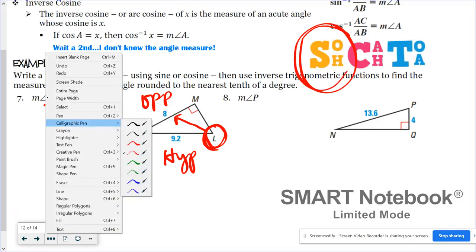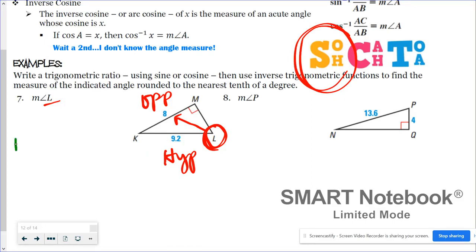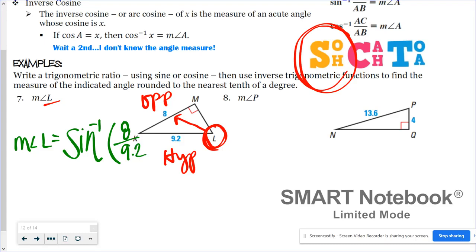So I can say that the measure of angle L is equal to the inverse sine of the opposite over the hypotenuse, so the inverse sine of 8 divided by 9.2. Try it on your calculators right now. Are you going to get the same answer that I got? Yeah, because I got 60.4. Did you? Excellent. And if you didn't, remember, wait a second, I don't know the angle measure, so you need to go second sine of 8 over 9.2.